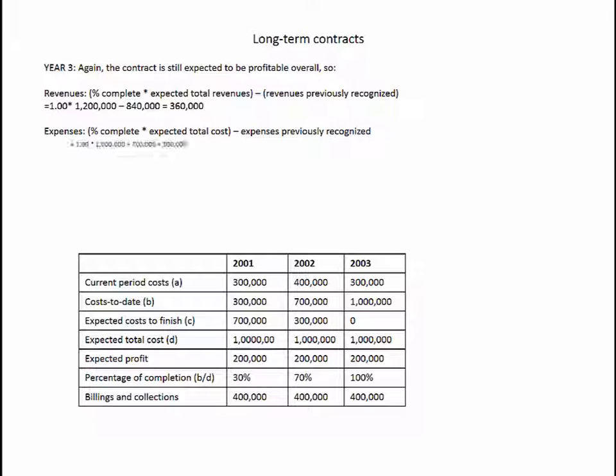Likewise for expenses, we're 100% complete. The expected total cost is $1 million. We've already recognized $700,000 of expenses, so that means we'd need to recognize an additional $300,000. So there's our revenues, 360, expenses or cost of long-term contract, 300. The difference again goes into construction in process.